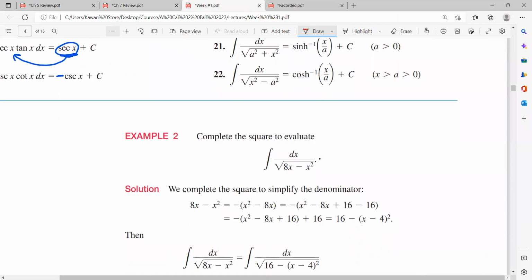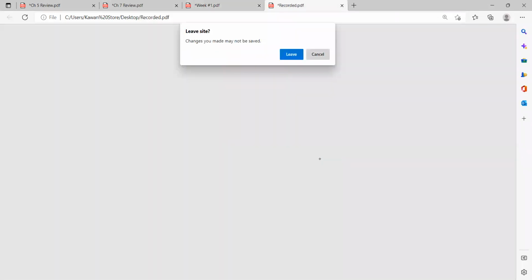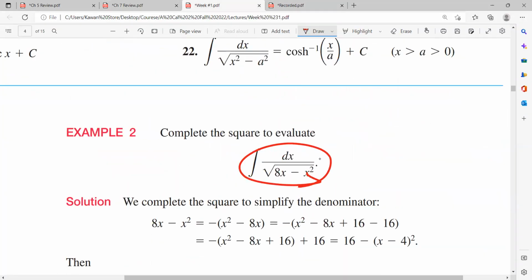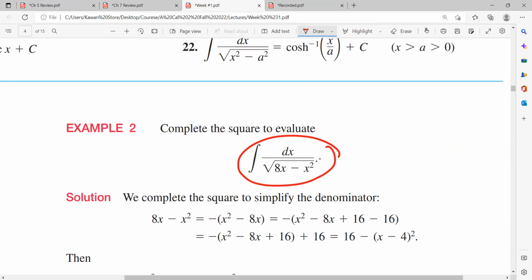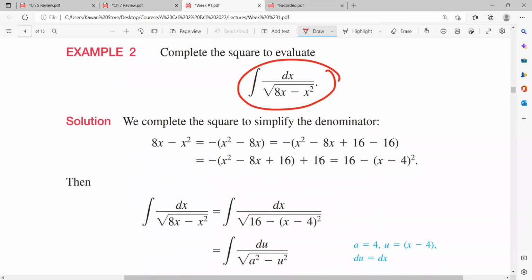Look at your lecture 8.1, example 2. How do we solve that one? Can you tell me? Which formula? Sine inverse. How do we change it? Complete the square. Instead of 4, we have 8 and go on, right? That one changes to that one and you get the formula.